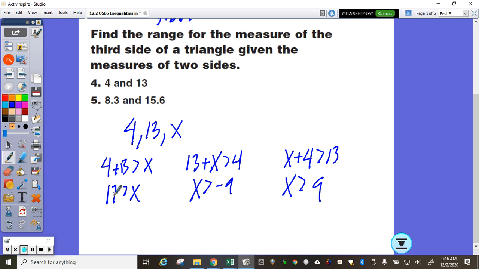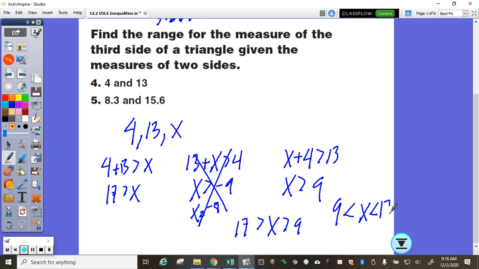Well, clearly, this one can't work. Because even though x is greater than negative 9, x could be negative 8. And clearly, I can't have the side of a triangle that's a negative. So this one does not work. So then we're saying x is greater than 9, and x is less than 17. Or we can write it as x is greater than 9, and x is less than 17.